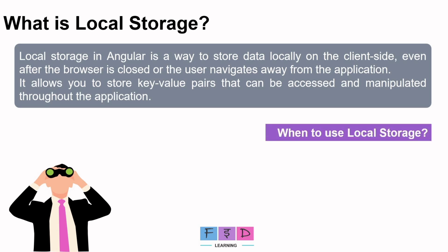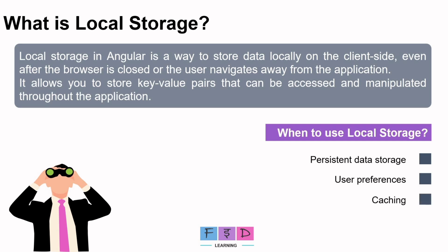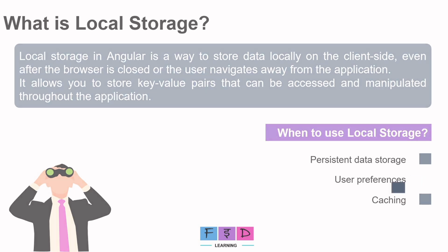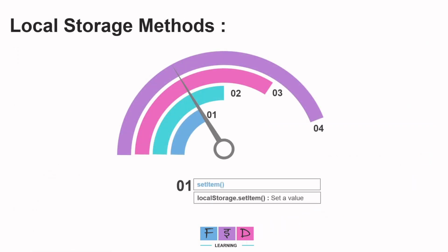And we use local storage for three main purposes. First, storing persistent data that remains available across browser sessions. Second, saving user preferences. And third, caching frequently accessed data to speed up the application performance. And to use local storage in Angular, we can work with the localStorage object, which is part of the browser's web storage API.